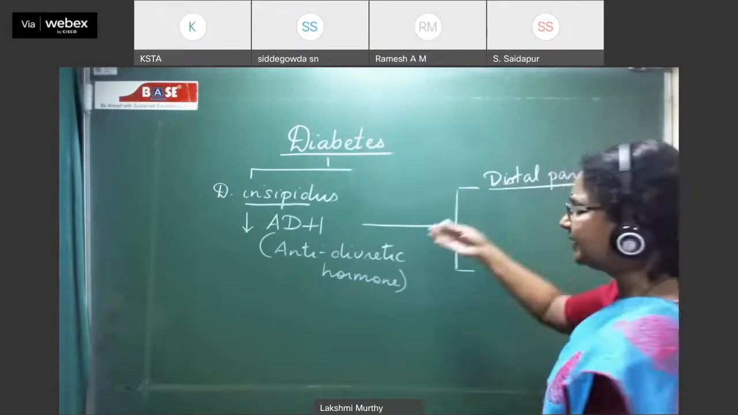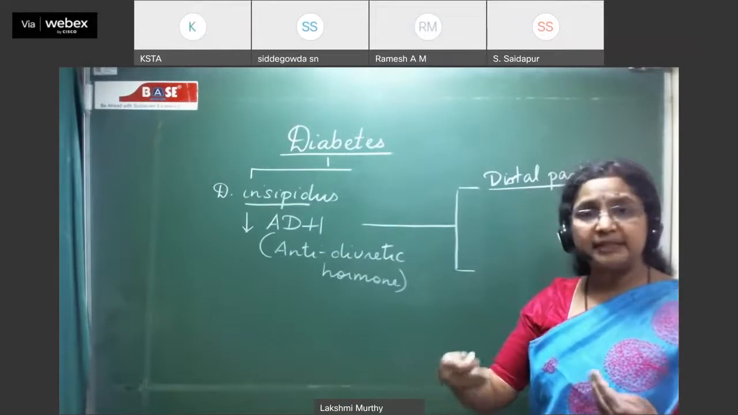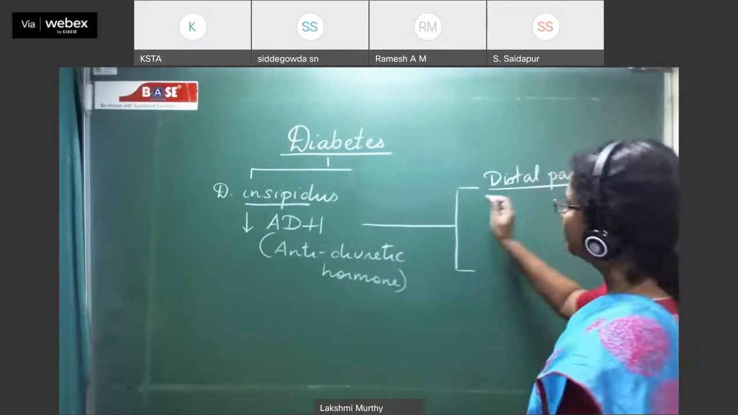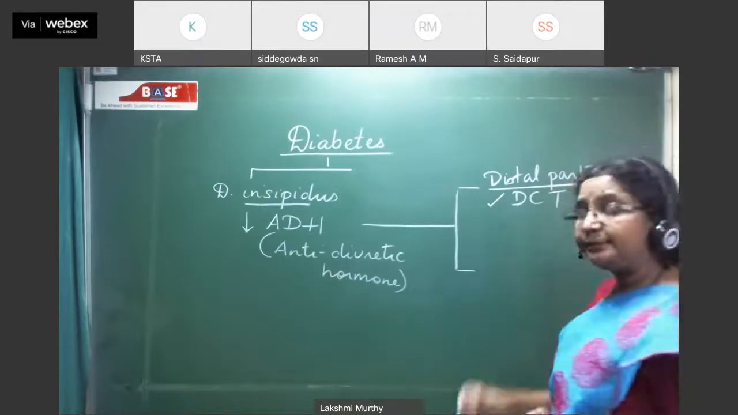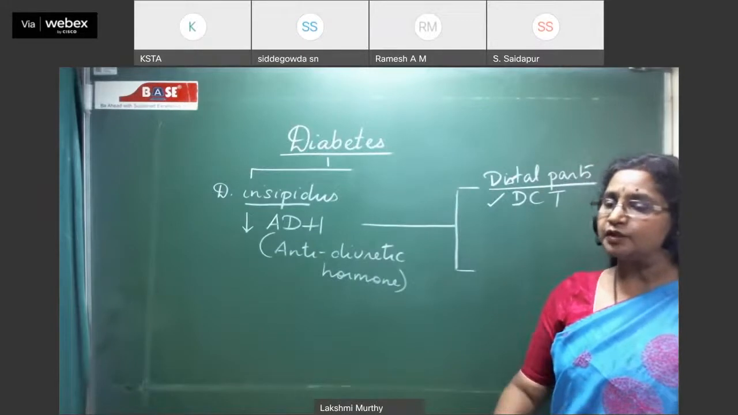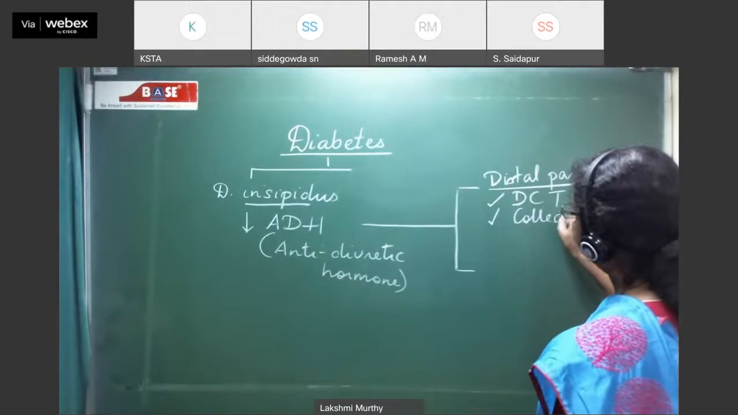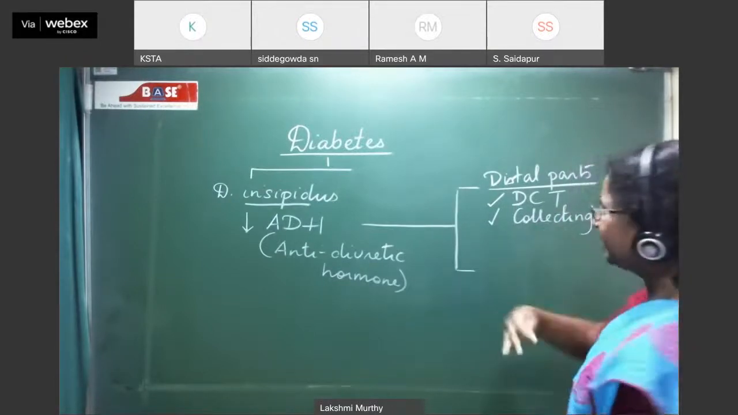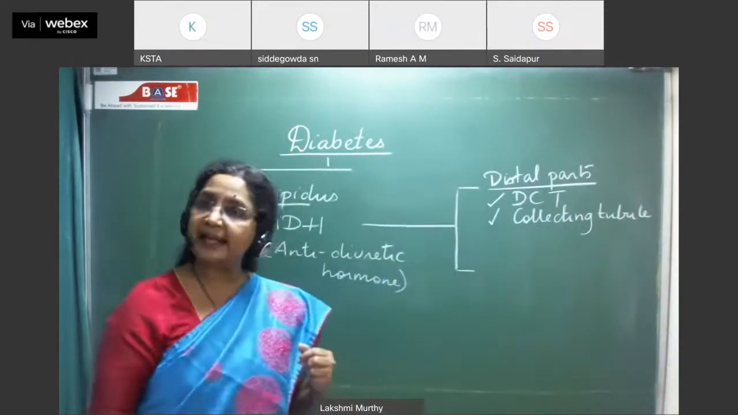Distal parts are whatever is far away from the Malpighian corpuscle. Which are those distal parts? ADH will target one part which is called the DCT. Children will be familiar, DCT is nothing but distal convoluted tubule. So it targets DCT. Along with that, it will target the collecting duct or collecting tubule, which is not part of a nephron but is present in the distal areas. So these two will be targeted by ADH.